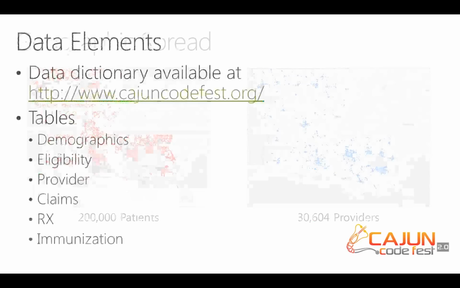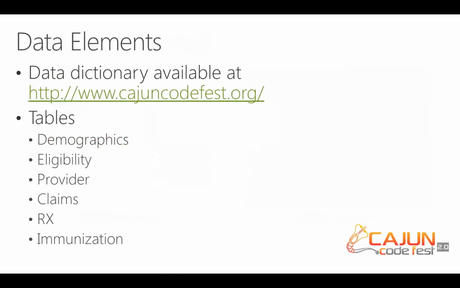Next slide. You can go to CajunCodeFest.org to find the data dictionary, which I will speak to during this presentation. It is a complete dictionary that includes ERD documents, the tables, as well as reference materials to help you navigate all of the elements that will be discussed. The data set consists of 6 tables: demographics related to patients; eligibility, which shows the period of time that these patients are covered by Medicaid; a provider file; a claims file; a prescription file; and then the immunization data set.